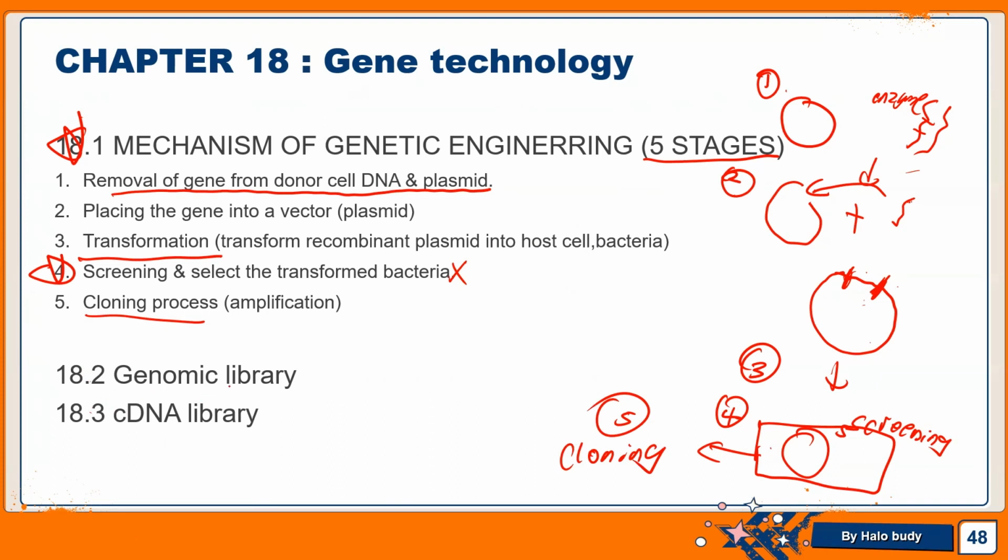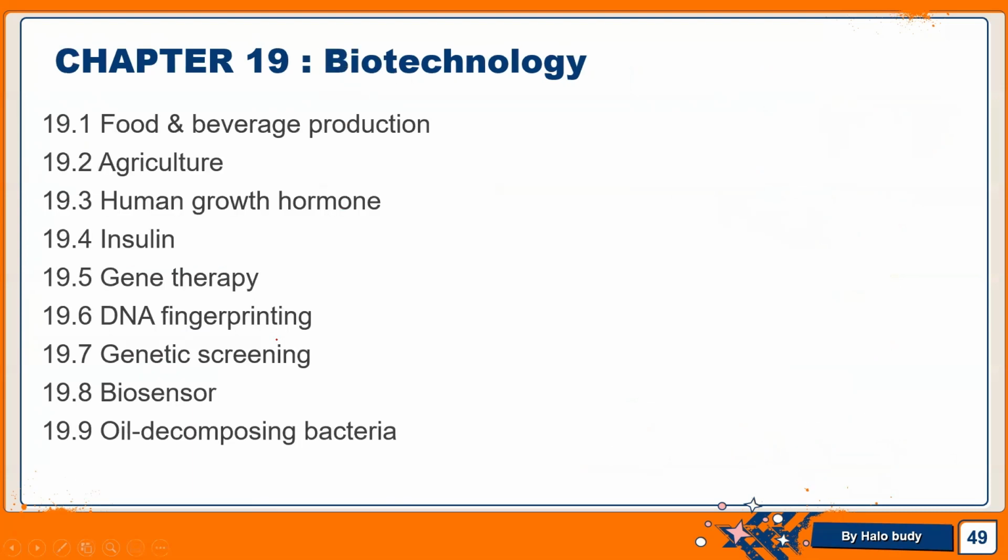Actually, I am not saying it is not important, but you have to know also because the exam may also come up with it. Genomic library and cDNA library are just memorization that you have to know. Okay, then the last chapter, biotechnology. This is an interesting chapter, especially for those who are interested to further study biotechnology degree courses in university.